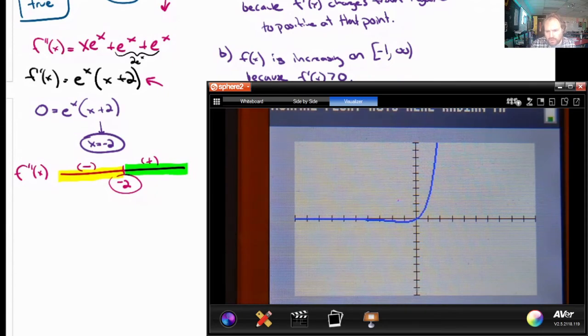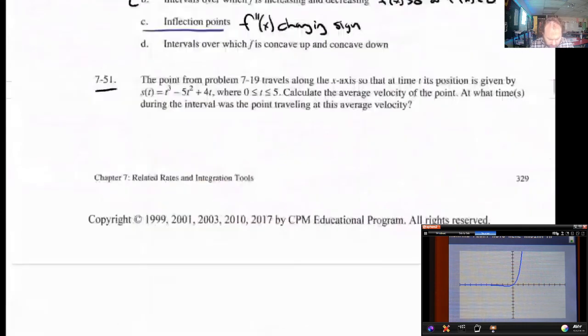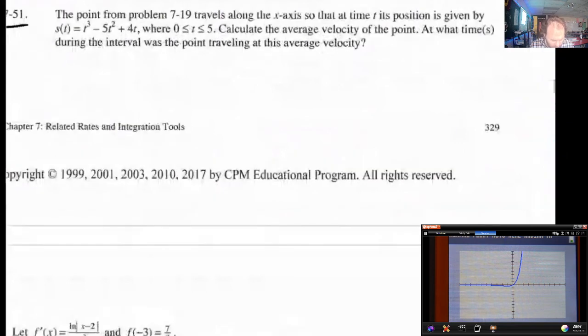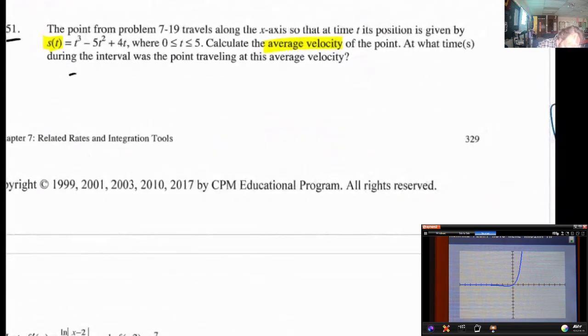Let's look at one more question here. We'll look at 51. The point from problem 719 travels along the x-axis, so that its position at time t is given by that function. We want to calculate the average velocity of this point. At which point during the interval was the point traveling at its average velocity? This is a position function, so we're going to need to use the slope version, the mean version of this. What we need is s of 5 minus s of 0 over 5 minus 0.